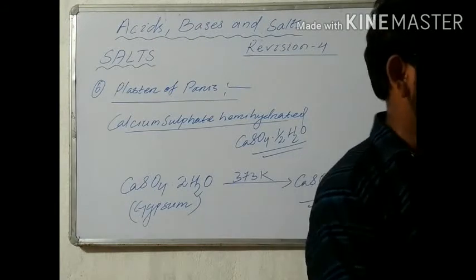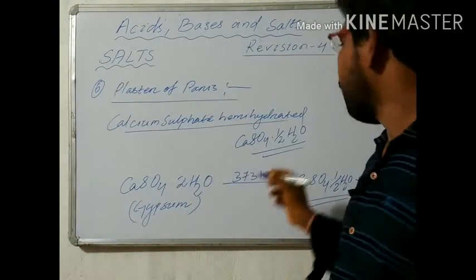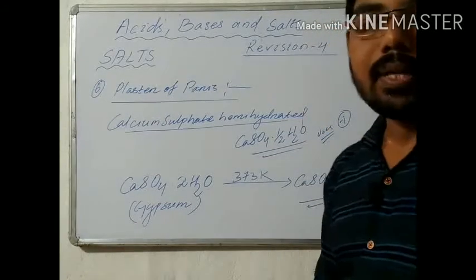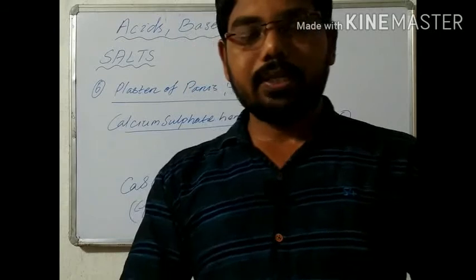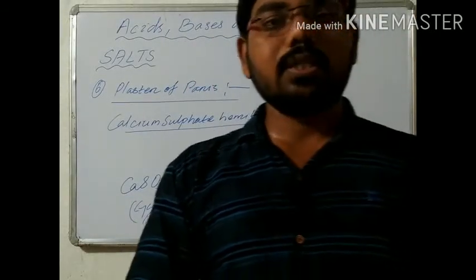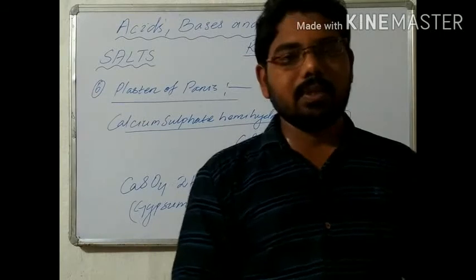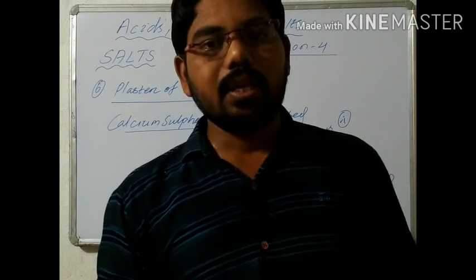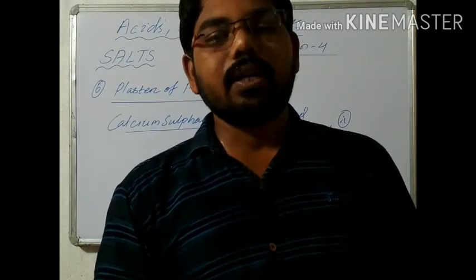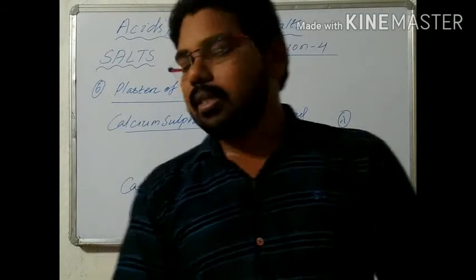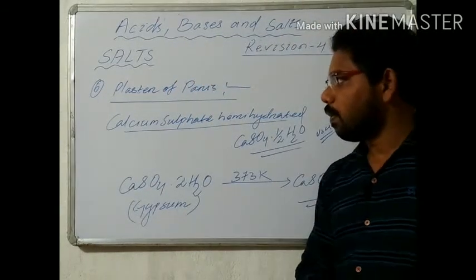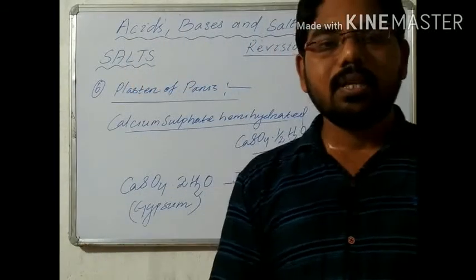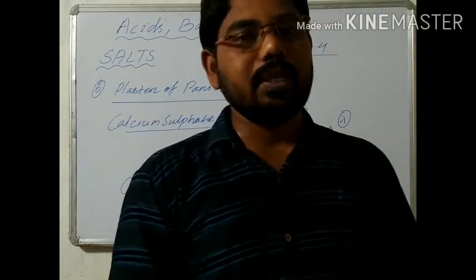Plaster of Paris is used for fracture of bone. Its uses are most important. When there is a fracture of bone, for the proper joining of the bone, doctors use plaster of Paris. It is also used for many toys and statues, and for decorative purposes. So these are the salts we have discussed, and this is most important because salts come in exams.